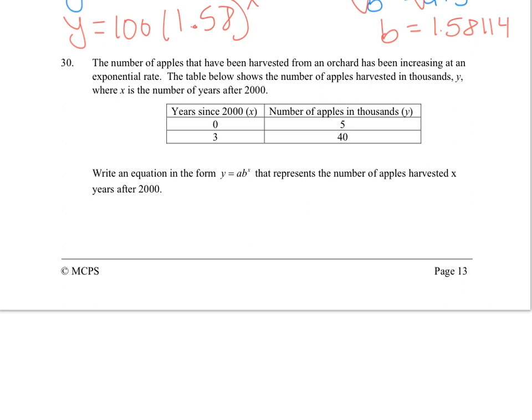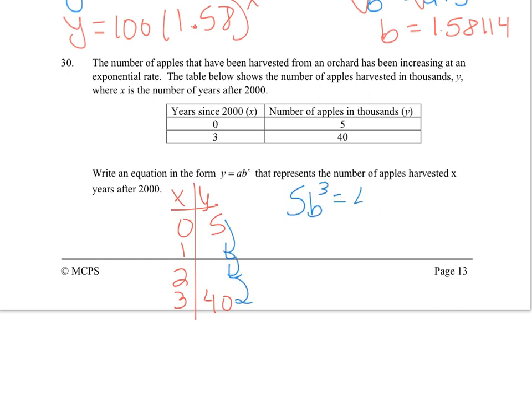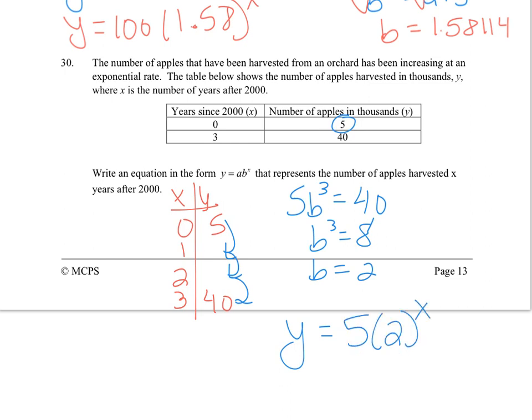Okay. So similarly, we're going to write an exponential equation. And to get our base, 5 times the base 3 times is going to be 40. Divided by 5. So the base is 2. Our initial value is 5. And there's our equation.